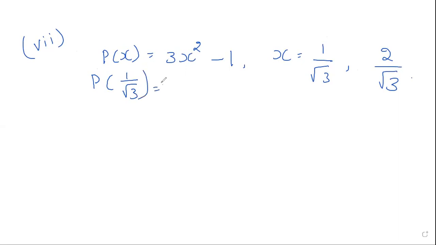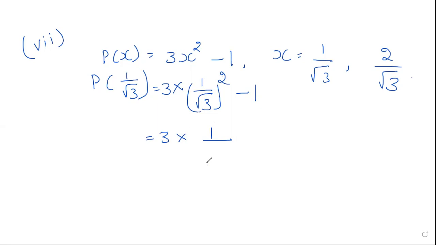Okay, children, write 3 as it is. What should we write? We have to put a multiplication sign. Then x square. In place of x, what should we put? You will put 1 by root 3, and write this square as it is, minus 1. Okay, 3 into. So how can you write this, children?